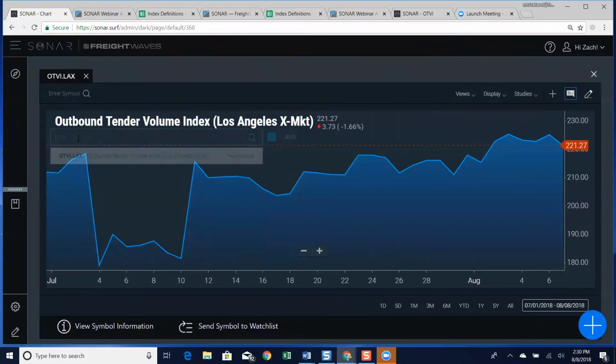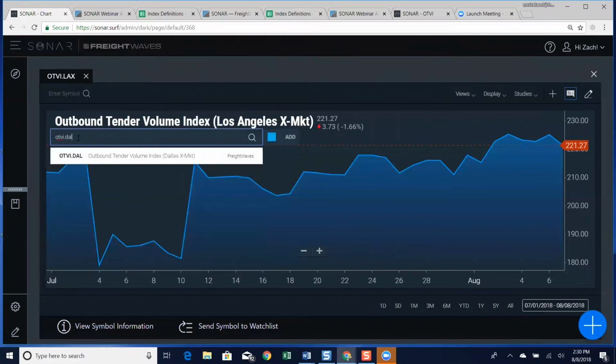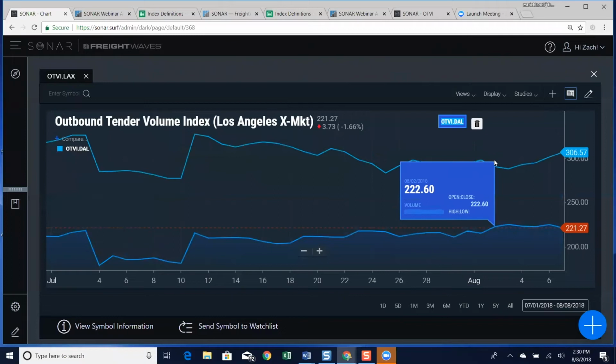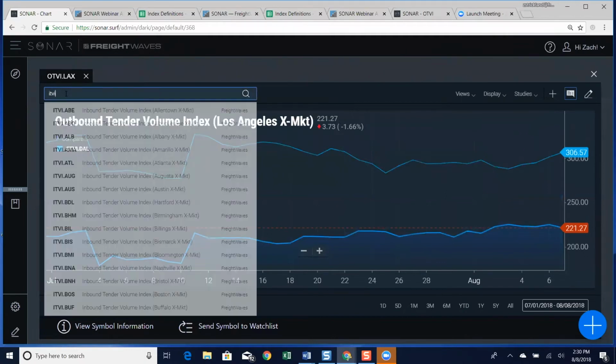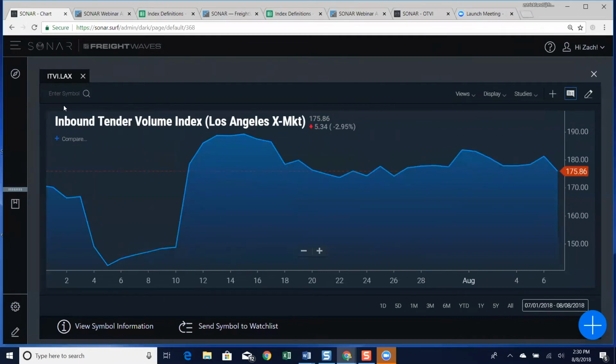So I hope that gives you a good deep dive into the use case and understanding of the outbound tender volume index. We also offer that on the inbound side. Again, most people tend to relate to the outbound a little more easily because you understand what comes out of LA: the shipments, the shippers, the ports, produce, that kind of stuff. Miami, you know what kind of market that is.